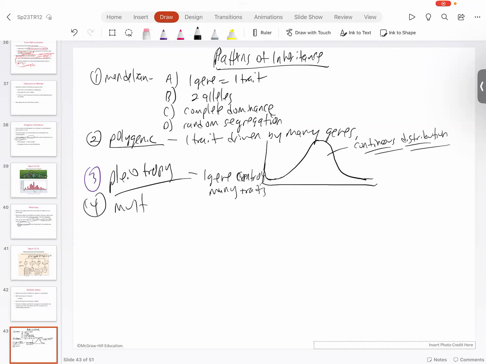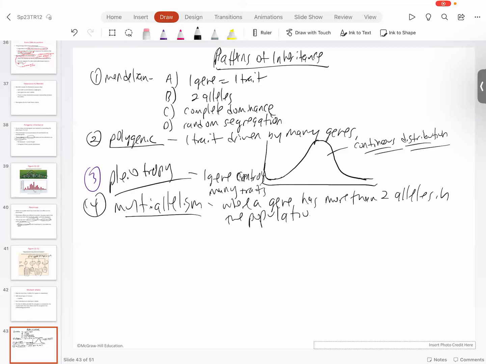multi-allelism. Now what we're doing is messing with criteria B. What happens if you have multi-allelism? This is basically where a gene has more than 2 alleles in the population. Notice I didn't say in the individual, in the population. You only have 2, right? Because you only have 2 parents. There's no such thing as having 3 parents. So you're only ever going to have 2 of these, but the population at large has 3 or more. There are some genes that actually have quite a few alleles in them.